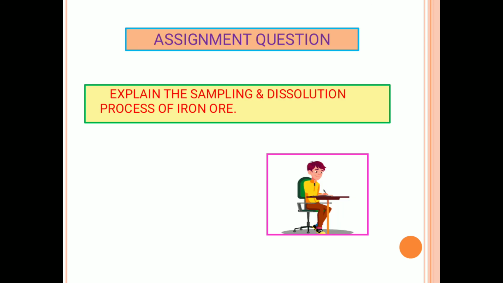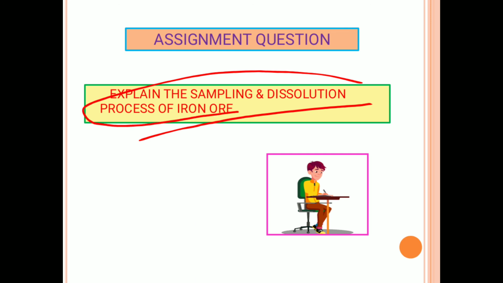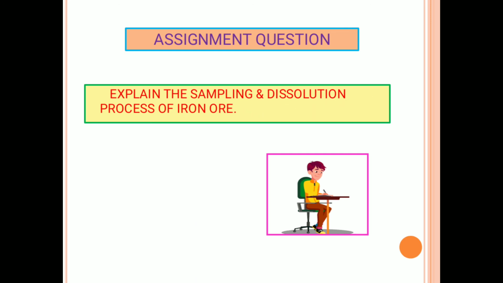Finally, the assignment question. Today's assignment question is, explain the sampling and dissolution process of iron ore. Just explain the sampling and dissolution process. Write this assignment question in your daily question answer book.